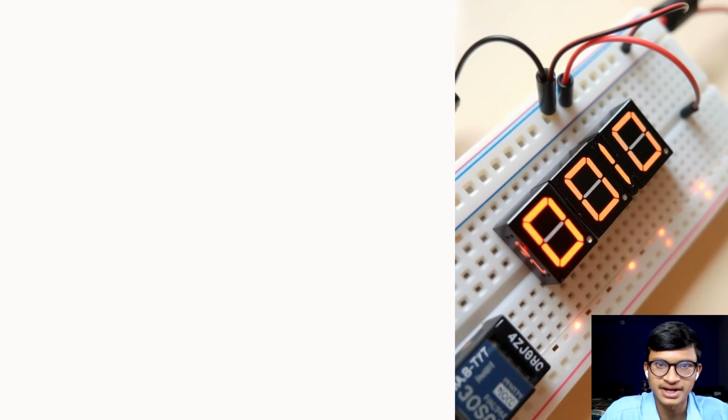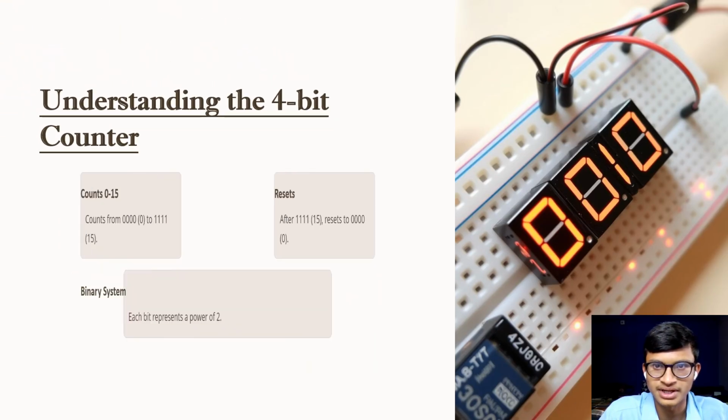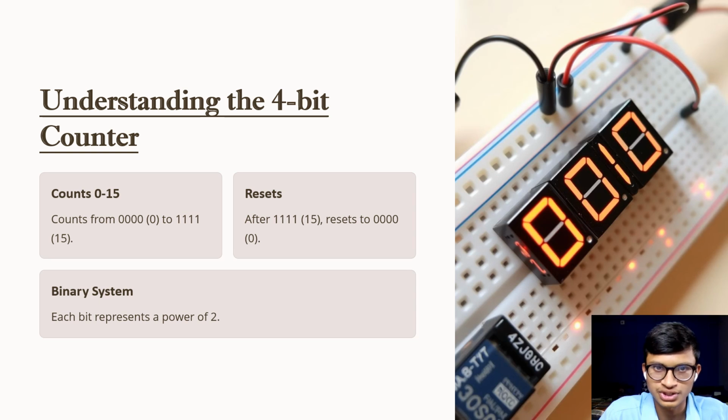In a 4-bit binary counter, we are using 4 flip-flops, each representing 1 bit. The counter counts from 0000 to 1111, which is 0 to 15 in decimal. After reaching 1111, it resets back to 0000. Each bit in the binary number stands for a power of 2. So basically, a 4-bit counter can hold 2 raised to 4, which is 16 different values. This is the foundation of how digital electronics processes time, loops, and sequences.